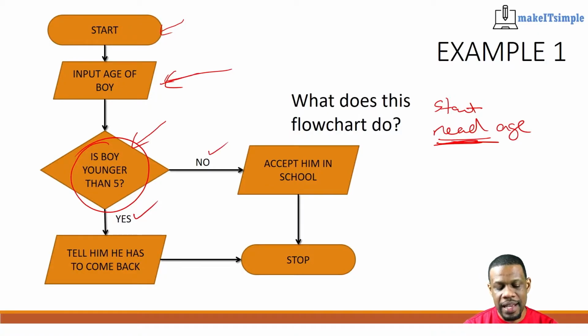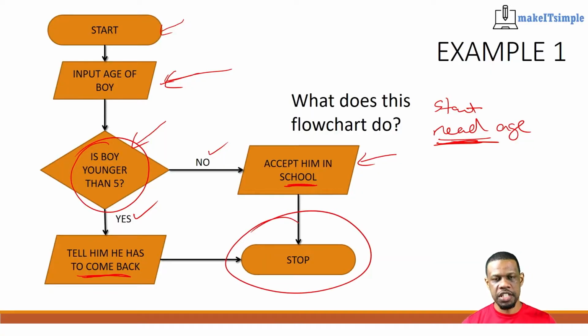you could get a no, the boy is not younger than 5. If the answer is yes, then in this case, you tell them they have to come back. If the answer is no, you tell them they could come in school. So if the boy is younger than 5, yes, you are too young, therefore you have to come back next year. No, you're not younger than 5 here, therefore we can accept you in school. And great. And then both of them will meet the output part of stop.